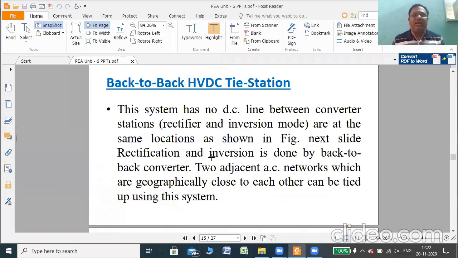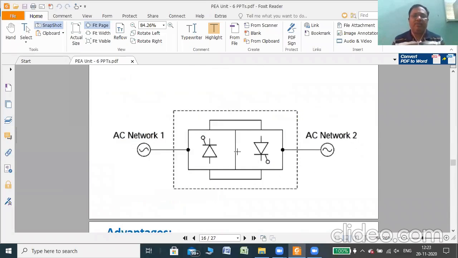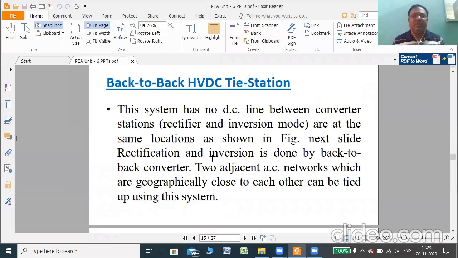Then back-to-back HVDC type substation is called the back-to-back HVDC system. The system has no DC line between converters. The rectifier and inverter stations are at the same location as shown in the figure. In the next slide, rectification and inversion is done by the back-to-back converter. Two adjacent AC networks which are geographically close to each other can be tied up using this system.